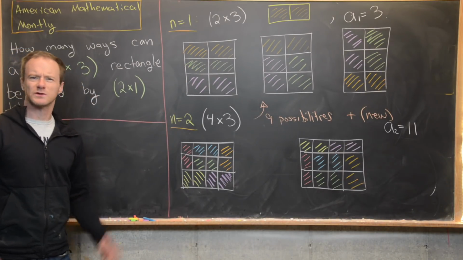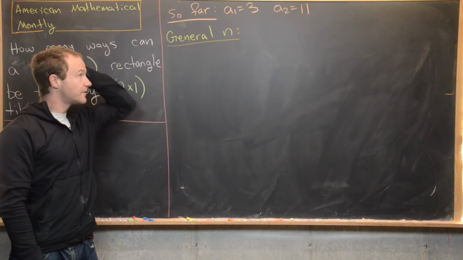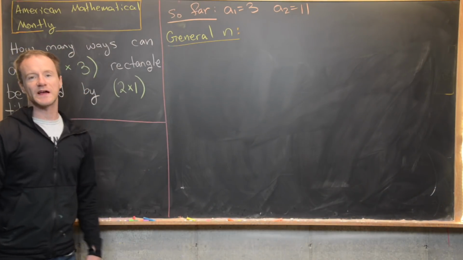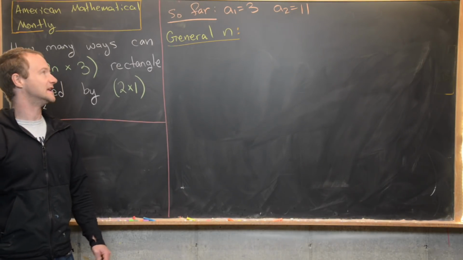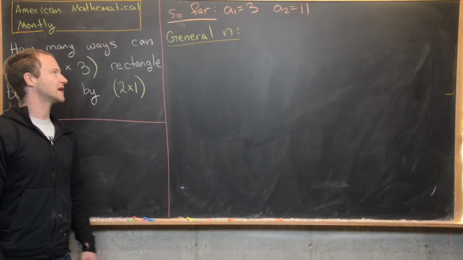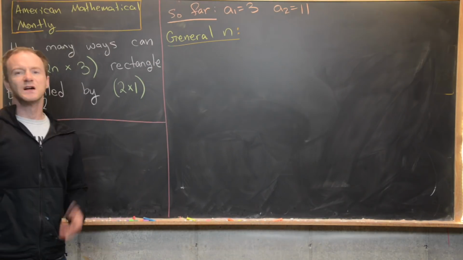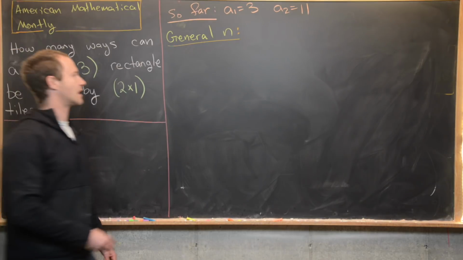Now let's clean up the board and we'll talk about the general case a little bit. So far we determined that there were 3 different ways of tiling the n equals 1 case, 11 different ways of tiling the n equals 2 case. Now we're ready to look at the general n case. So let's draw a couple pictures to motivate our argument.